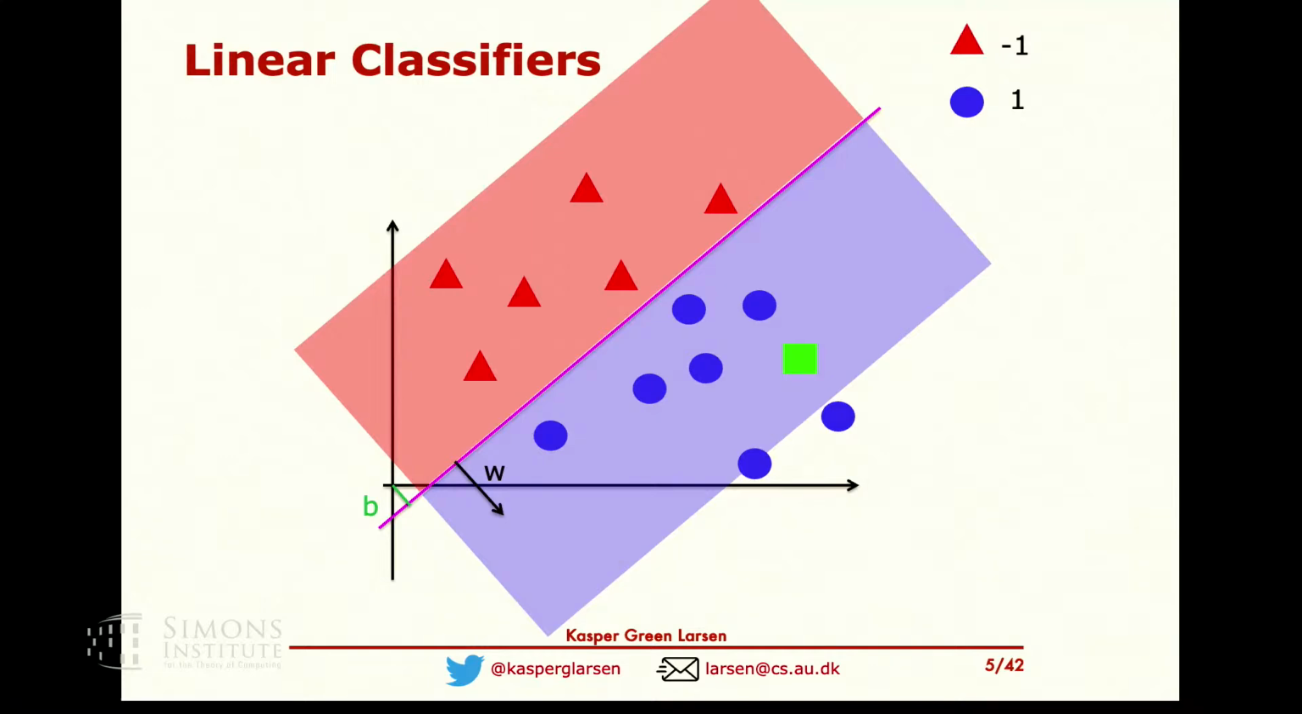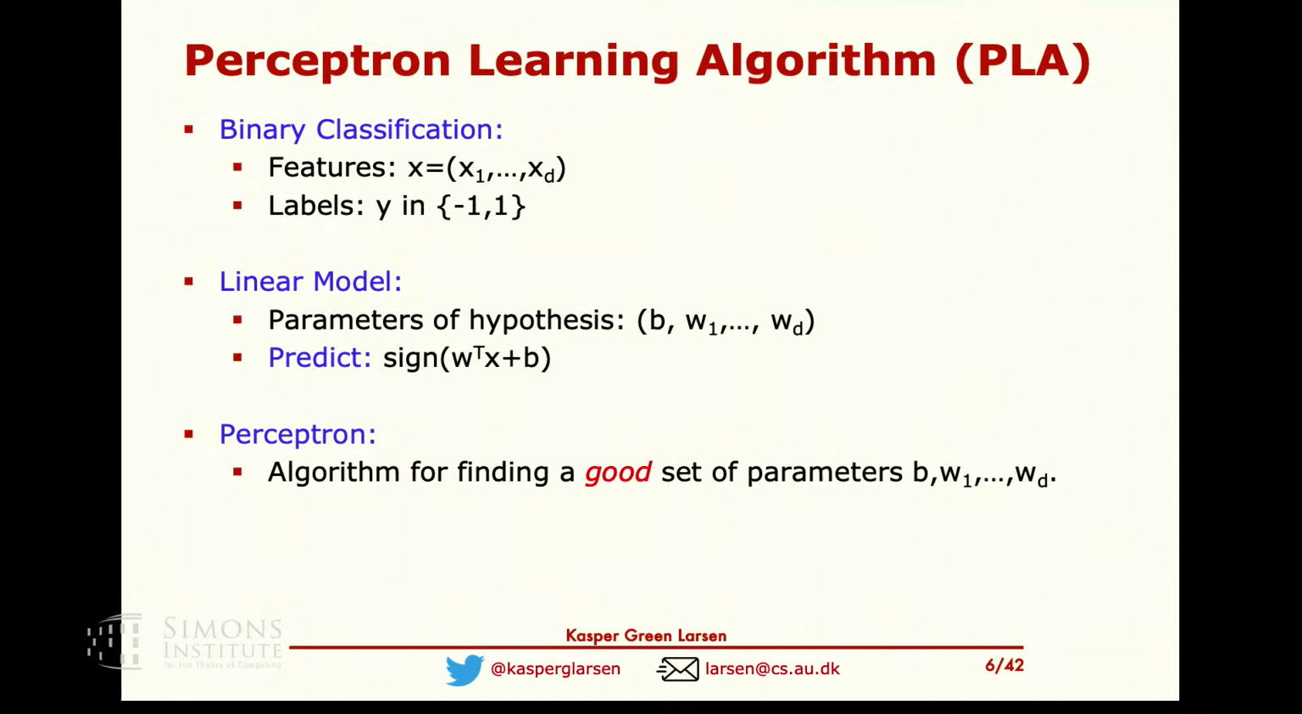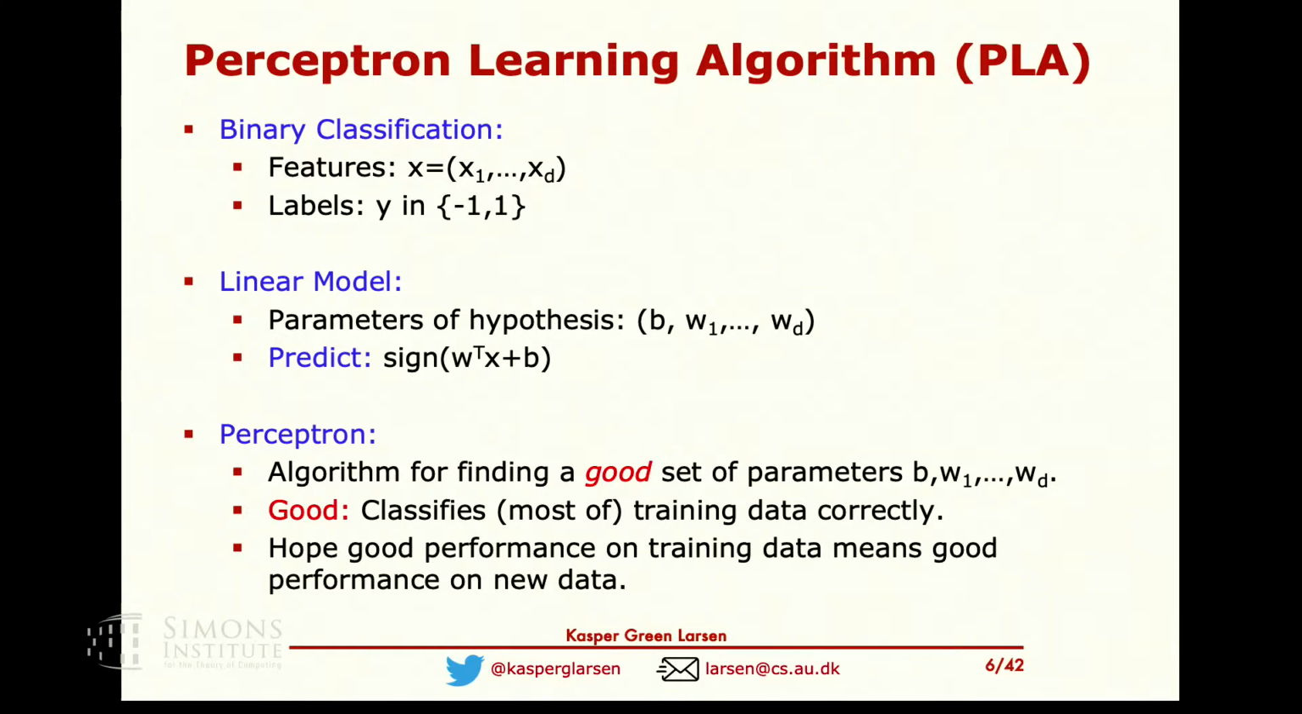And so, of course, the question is, once I have such a data set, how do I find this nice hyperplane in this picture? There are several different algorithms for doing it. The simplest one is the perceptron learning algorithm. It's a classic one. Given this data set, how can I find the bias and the normal vector of a good hyperplane? Here, we mean that the hyperplane or model is good if it classifies most of the training data correctly, or all of the training data correctly. And the general idea is that if we have good performance on the training data, hopefully we have good performance on new data as well, right?